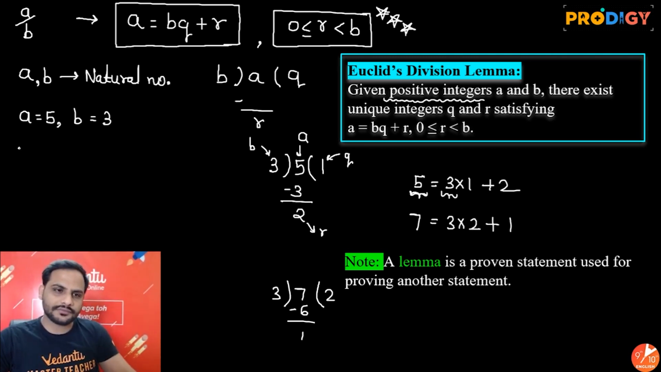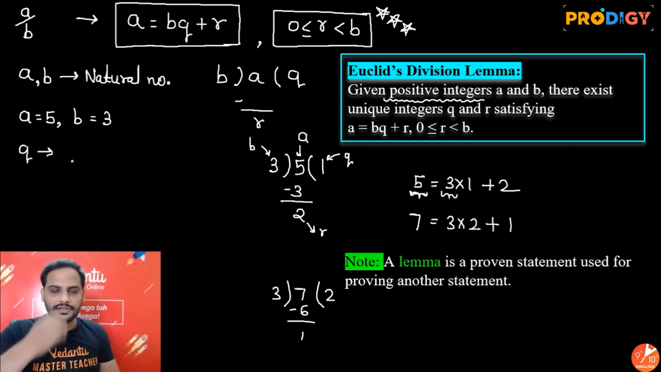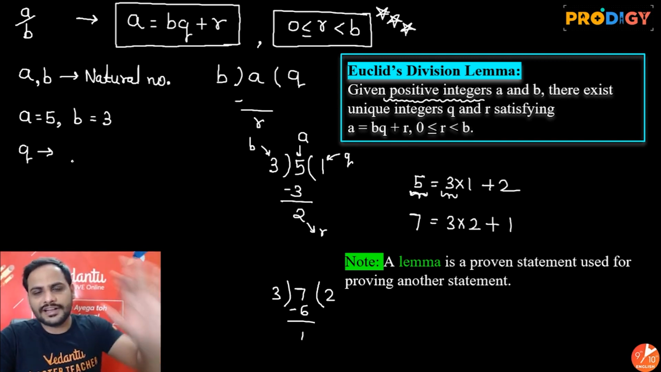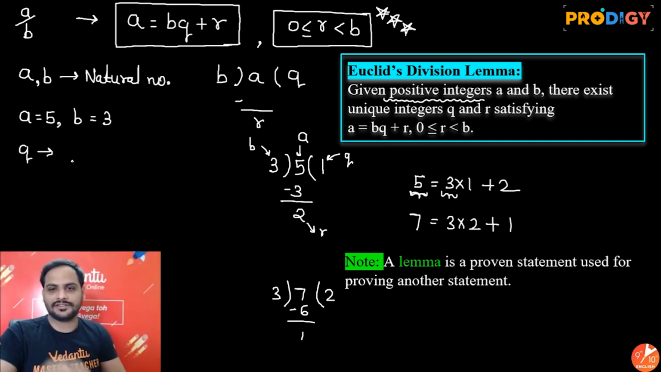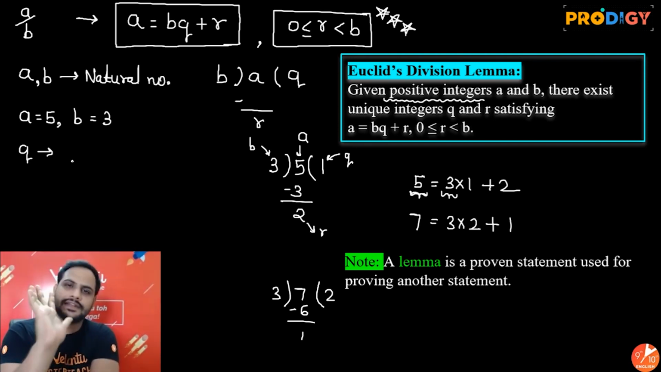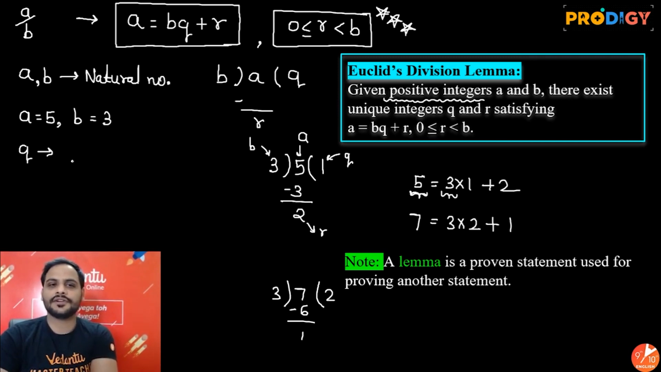What about Q, sir? What values can Q have? Is Q also a natural number only, or is Q also the same, greater than or equal to 0 but less than B? Guys, I want you all to tell me the answer in the comment section or in the chat box right now. What do you think the values of Q will be? I'm waiting. What do you think the values of Q are?